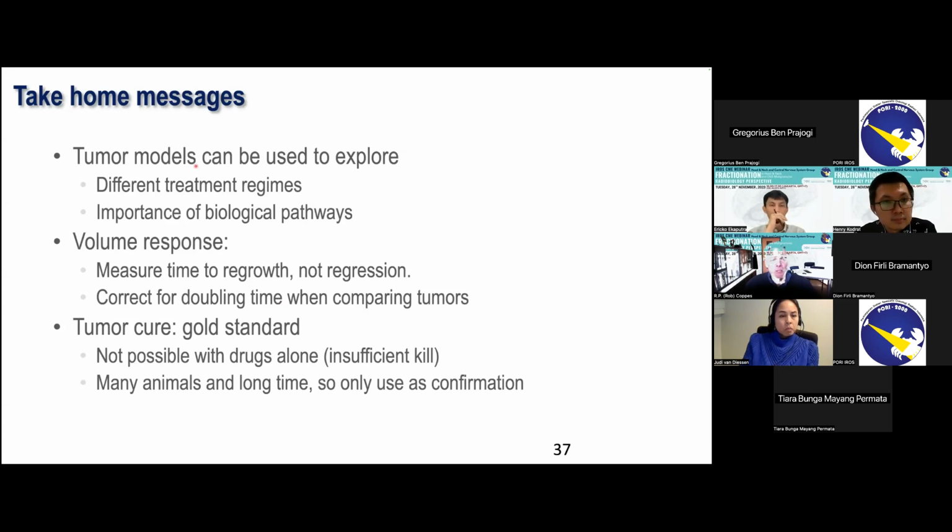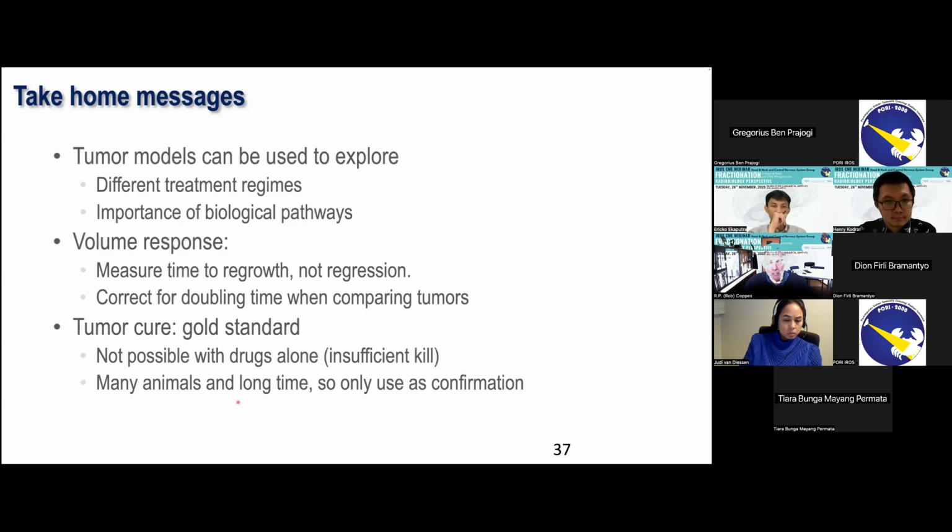So tumor models can be used to explore different treatment regimes and to look at different important biological pathways like the ones that influence your stem cells. You can look at volume responses, measure time to regrowth, and calculate from those doubling times of your tumor when comparing tumors. And of course, tumor cure is the gold standard. And this is not possible with the drug alone because it will never kill all the tumors, so you need the radiation with it.